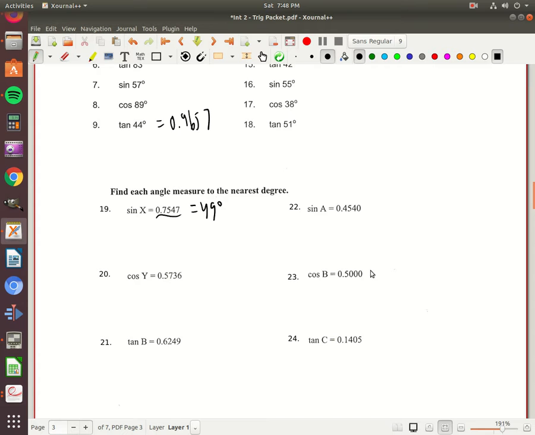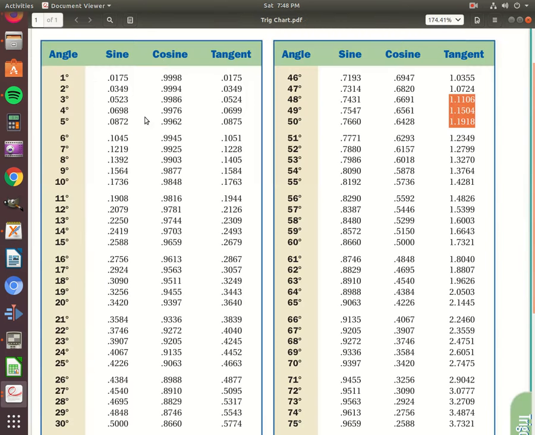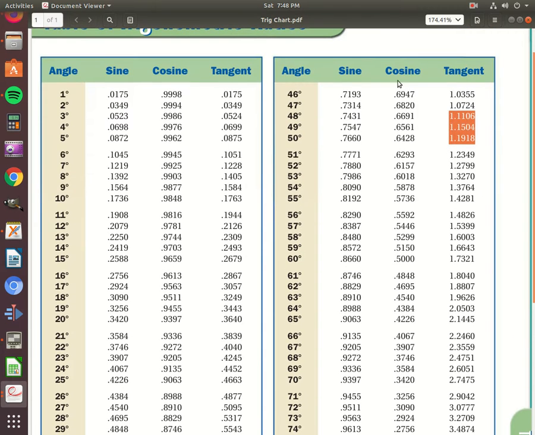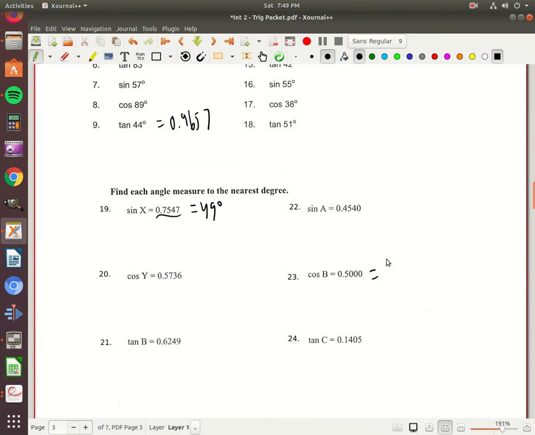I'll do another one. Cosine of 0.5. So if I go over here and I look for a cosine, again, cosine's in the middle. I'm looking for a cosine of 0.5. You can see it's right there. 60 degrees. So the cosine of 60 degrees is 0.5. So if I have 0.5, the cosine would be 60 degrees. Hopefully that makes sense on how to use that chart and go back and forth.